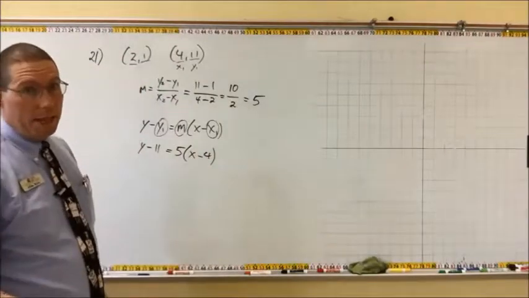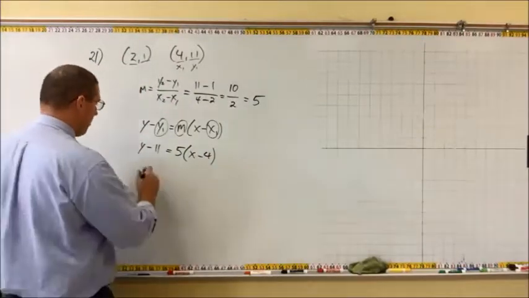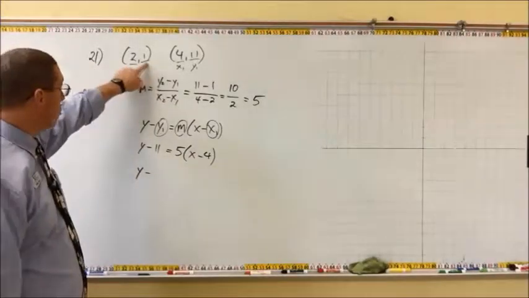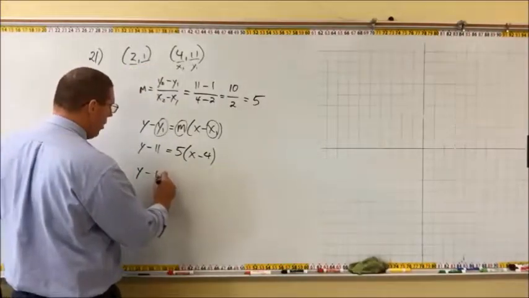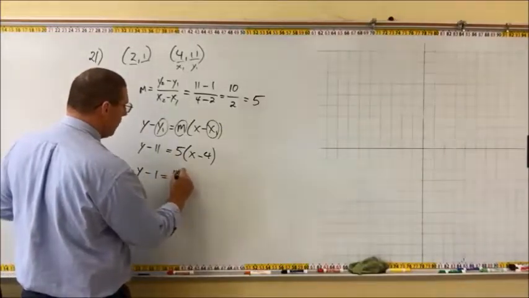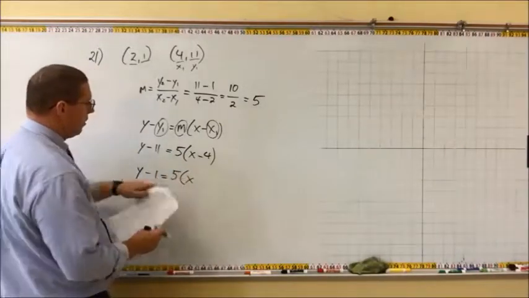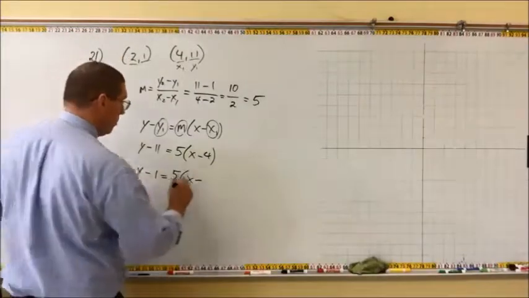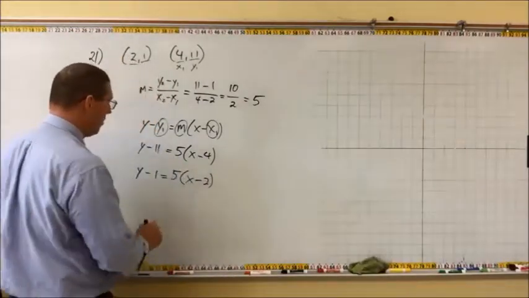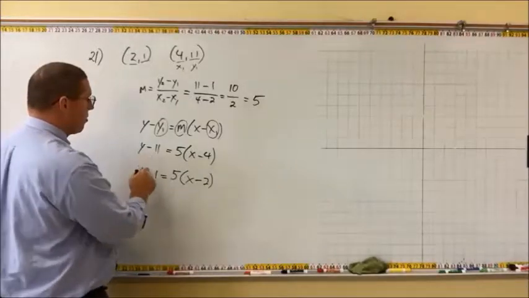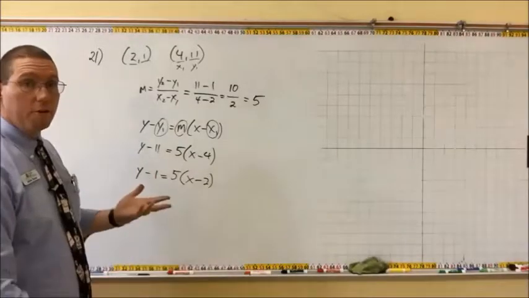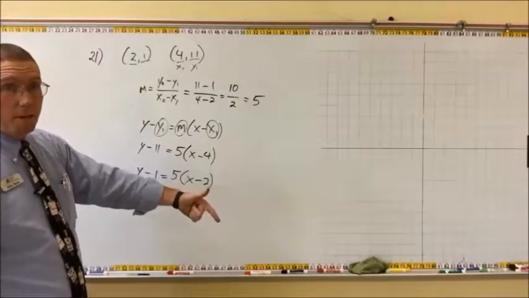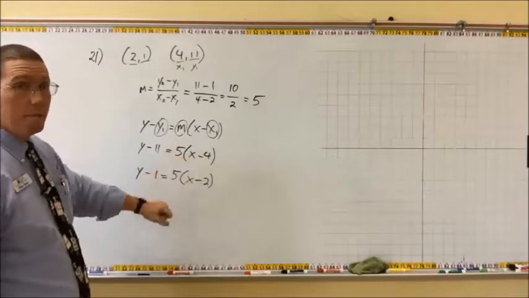That's one possible answer. The other possible answer is, if you use this point instead, you could use that 1 right there. y minus 1 equals, the slope is still 5. We still have an x here. We still have a minus, and we still have a 2. Well, x minus 2. Okay? So either one of these would be acceptable as point-slope form. Now here's the funny thing. We're going to turn this now into slope-intercept form, and it's going to be the same either way.